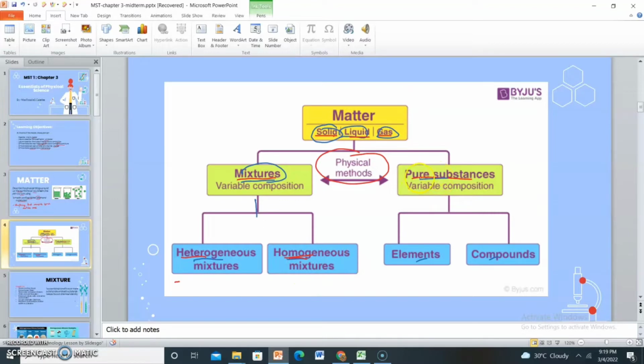In heterogeneous mixture, they do not have the same components throughout, while the homogeneous mixture has the same composition. Under naman sa pure substances, or fixed composition, is the element and compounds. Elements cannot be decomposed into simpler substances by chemical change, while the compound can be decomposed into simpler substances by chemical change. Always siya constant composition. So that is the classification of matter.